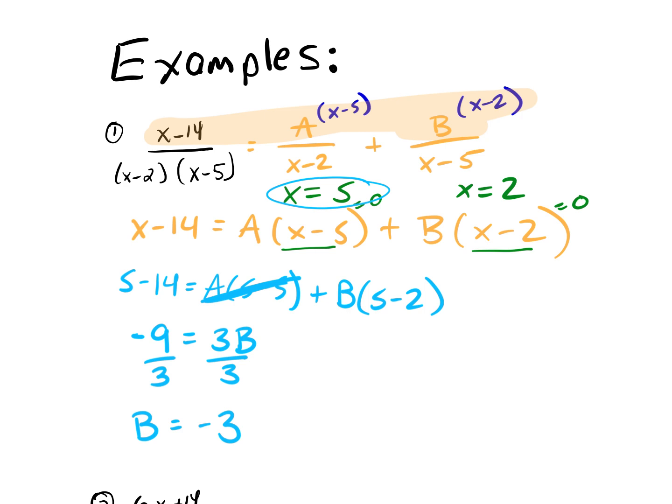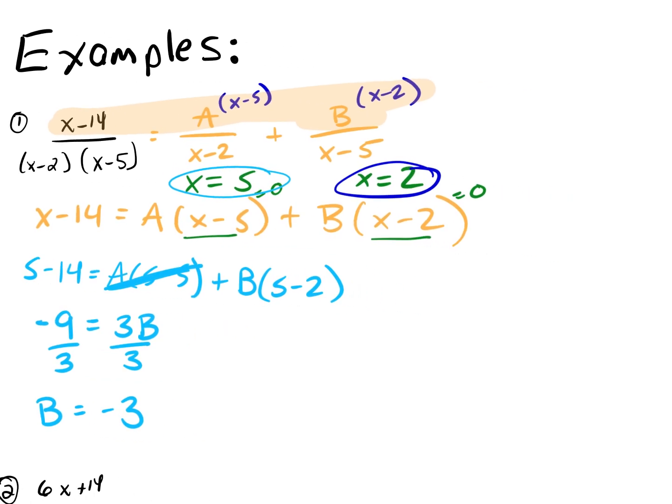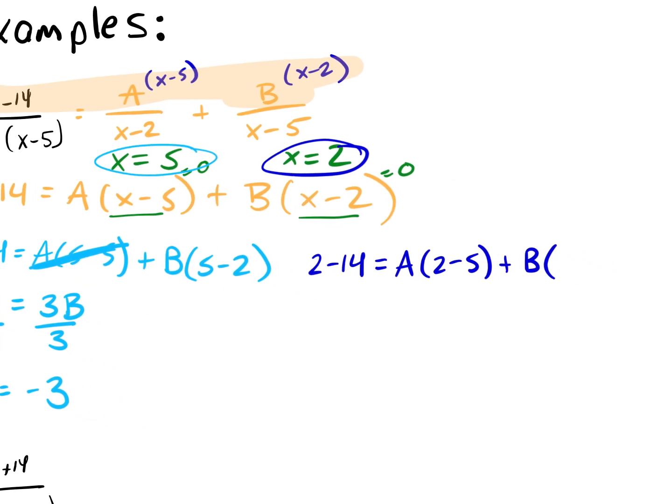Now let's do the same thing. We're going to solve for A. So I'm going to take 2 and plug it in. So 2 minus 14 is equal to A times 2 minus 5 plus B times 2 minus 2. What's 2 minus 2? 0. So it goes away.